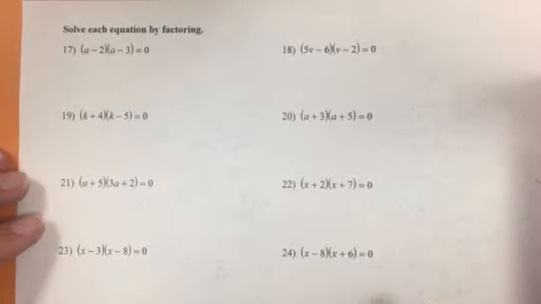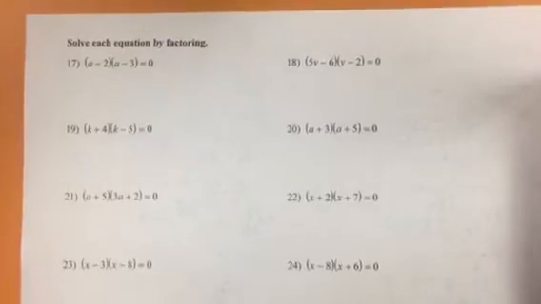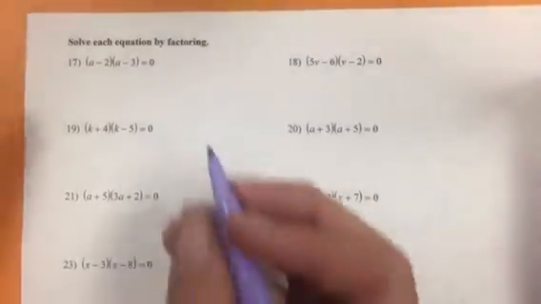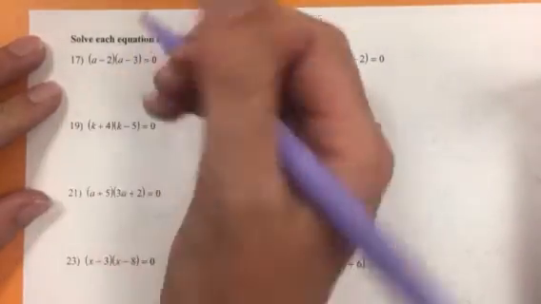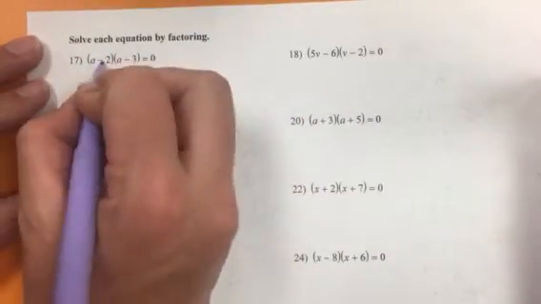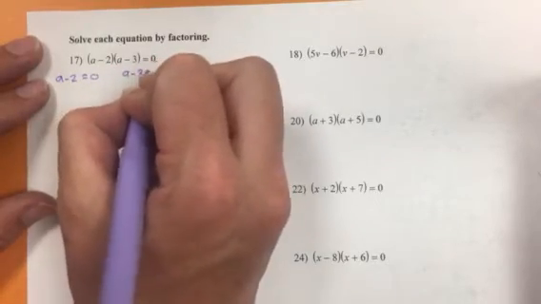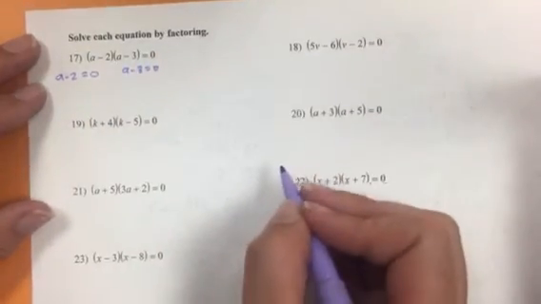Solve each equation by factoring. Well, guess what? They are already factored. That is so nice. So that means if I wanted to solve it, I'm going to do it the long way. It means that a minus 2 equals 0 and a minus 3 equals 0. I'm going to show my work.